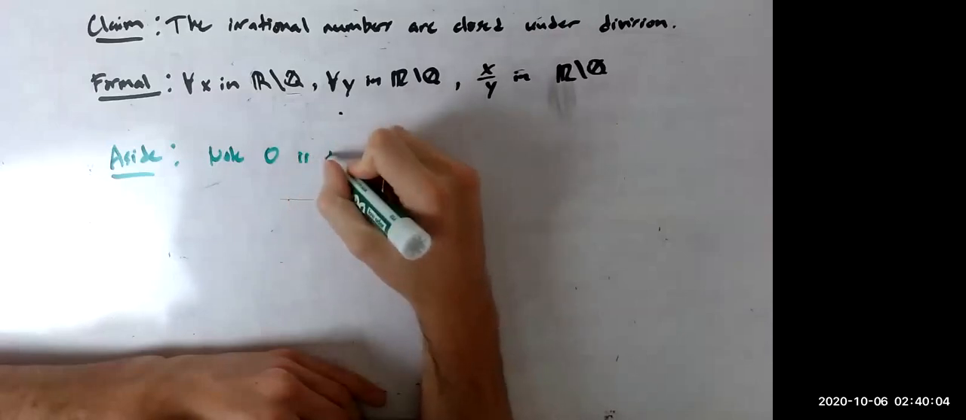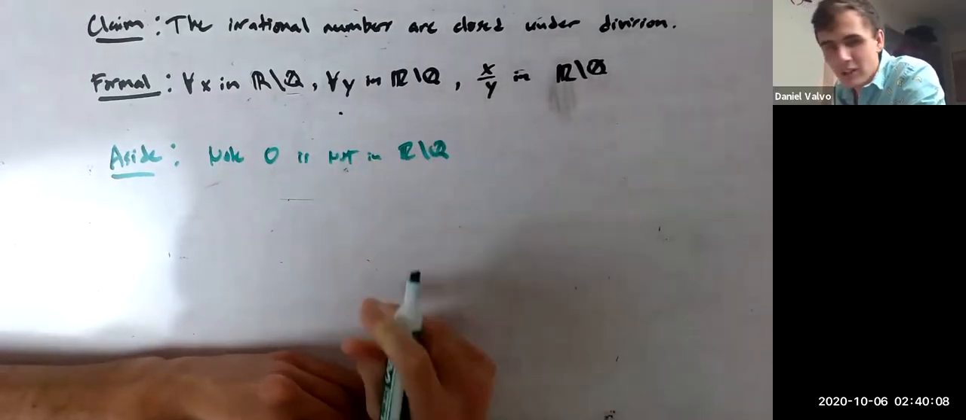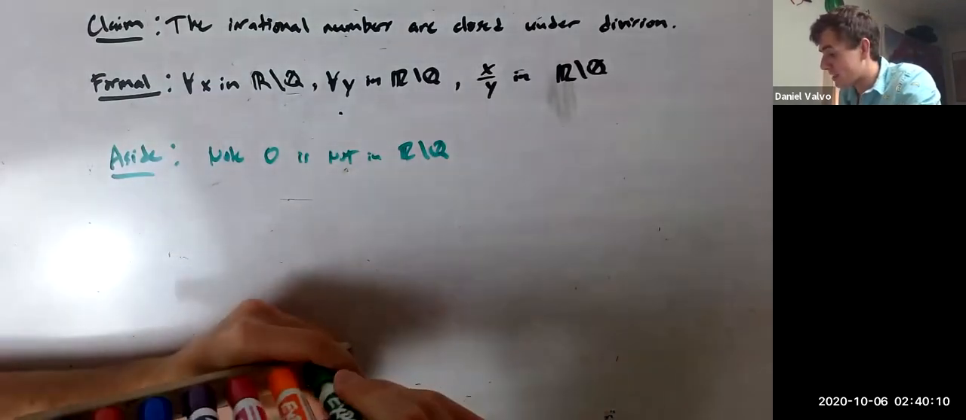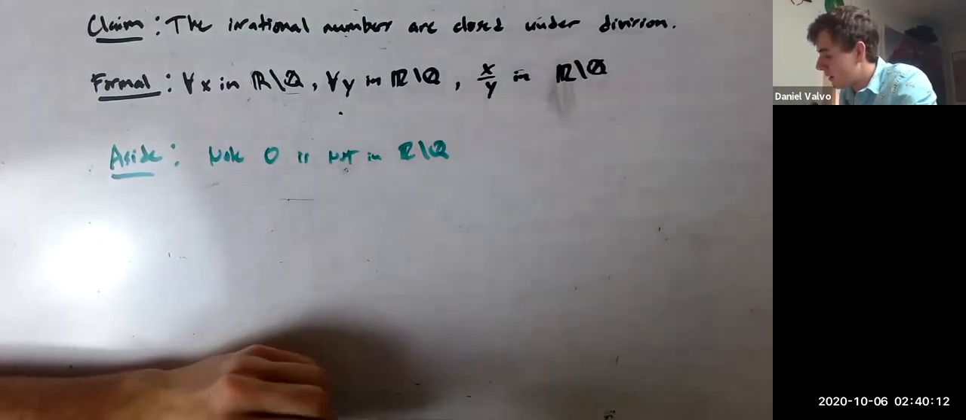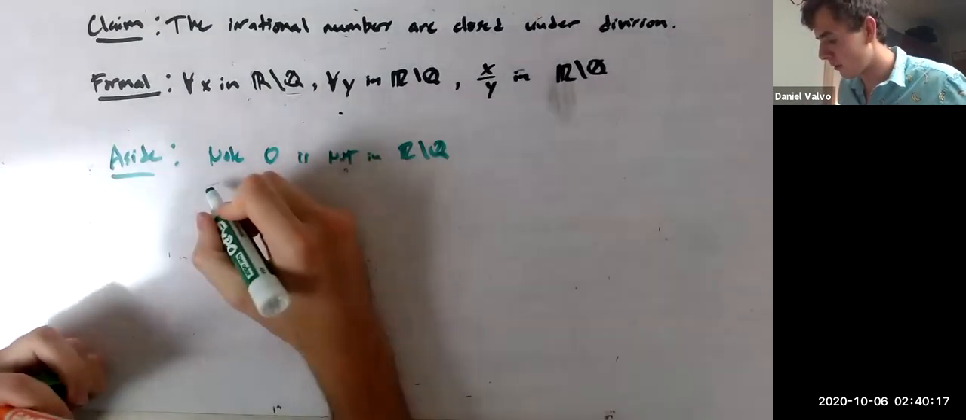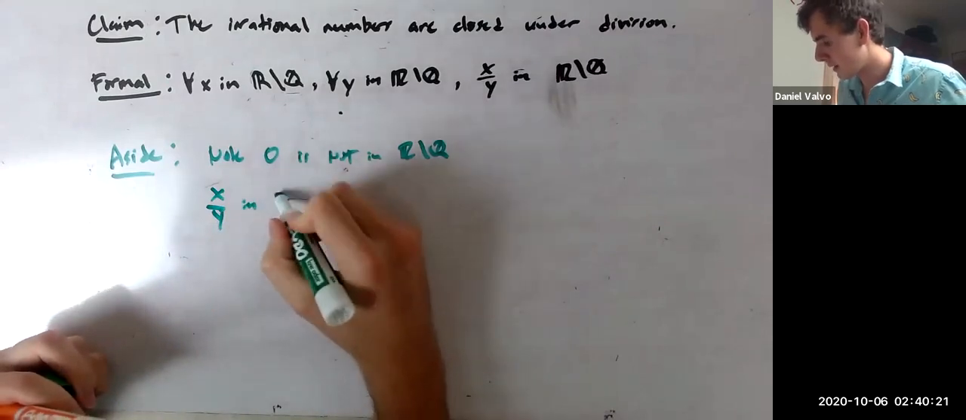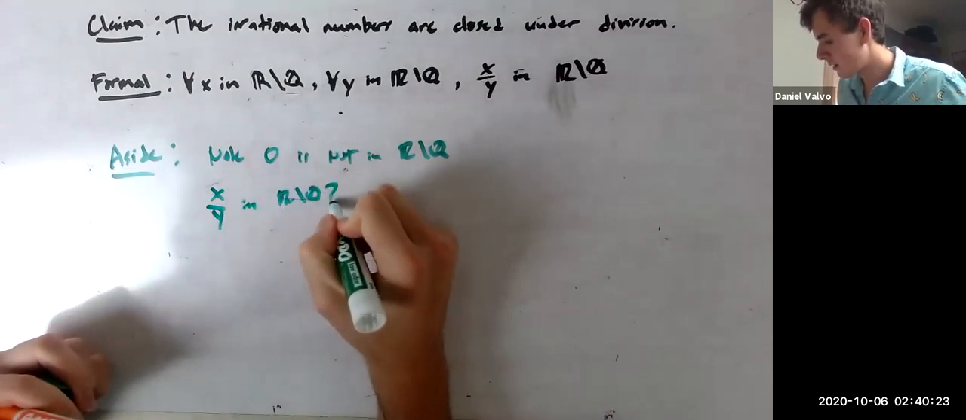0 is not in the set of irrational numbers. So that might give us a little hope. But here's the question though. For any general irrational numbers, is x over y going to be in? What do you guys think?